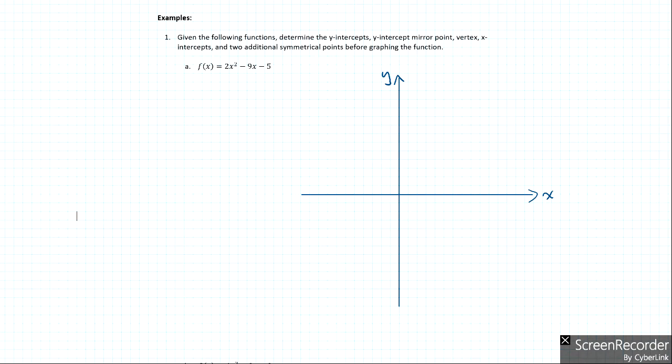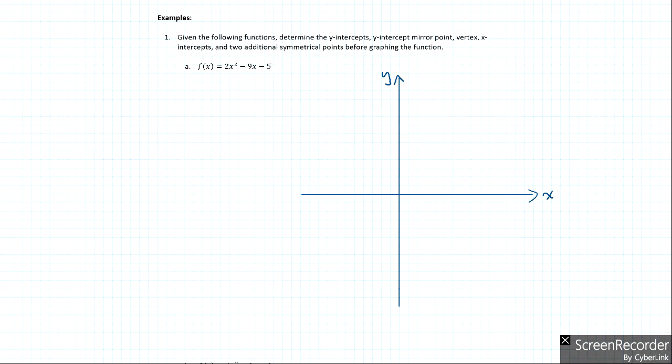And in part 8, we have this function f of x. To get us started, we want to first determine the y-intercept, the mirror point of the y-intercept, the vertex, then find the x-intercepts and 2 additional symmetrical points in order to graph the function. We're going to start with the y-intercept.